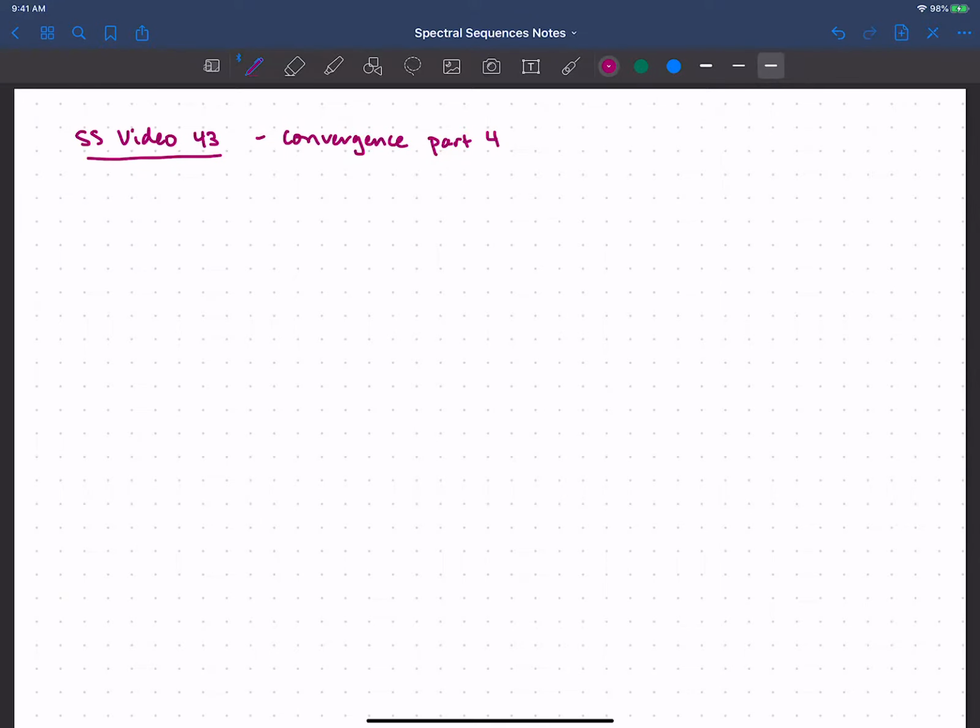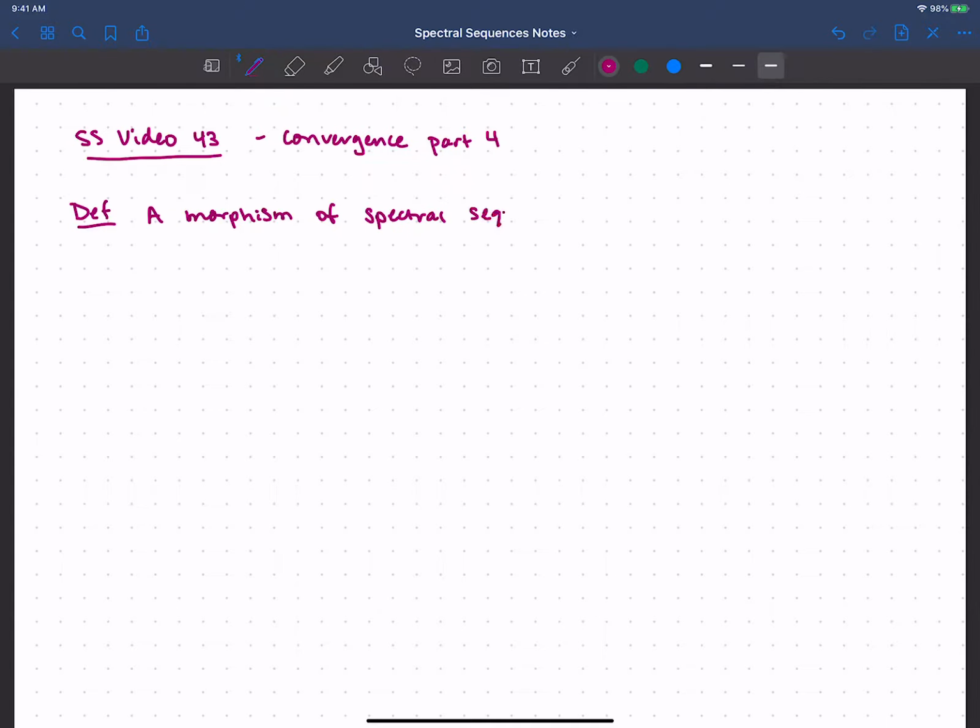All right, so continuing on discussing convergence, I want to be able to compare different spectral sequences. So we need to define a morphism of spectral sequences. And I think this came up already, and it's the obvious thing. We should just have maps that commute with everything, but let's make it precise.